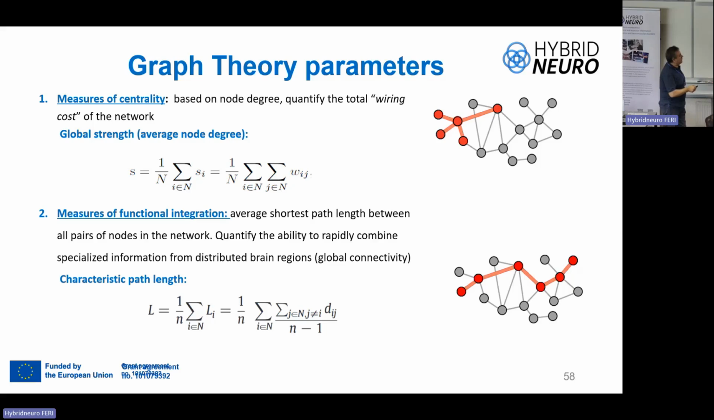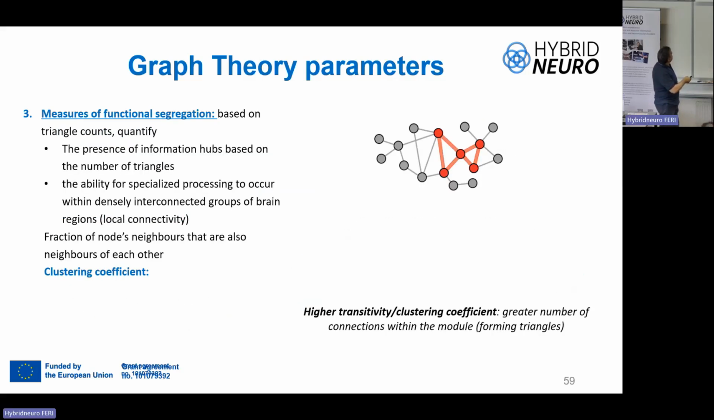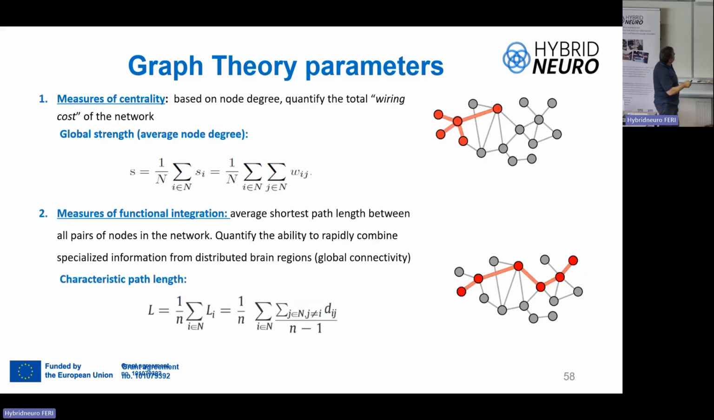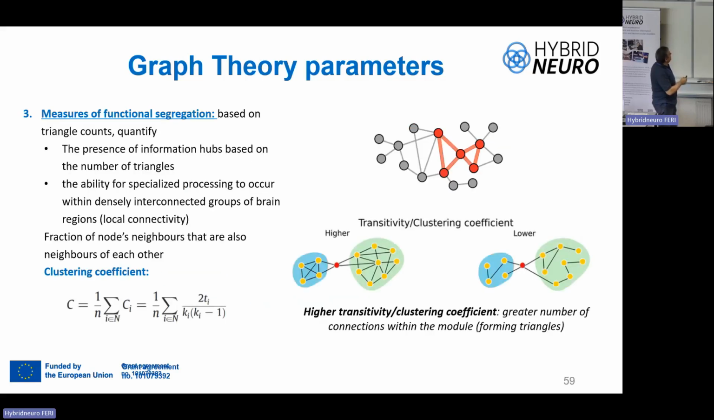So you calculate all possible paths between one electrode and the other, and you obtain the minimum value, the shortest path. And the third measure, this is associated with global connectivity, because you go from one electrode to another one, but for all pairs in the brain, in the electrodes. So this is considered global connectivity. But in this case, functional segregation is considered local connectivity.